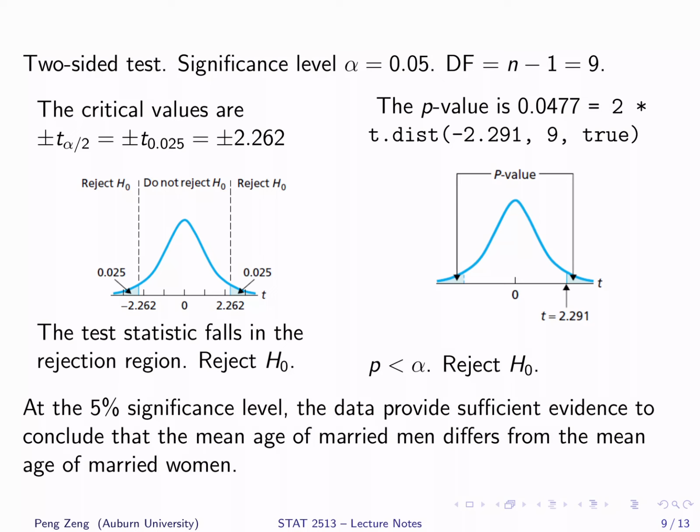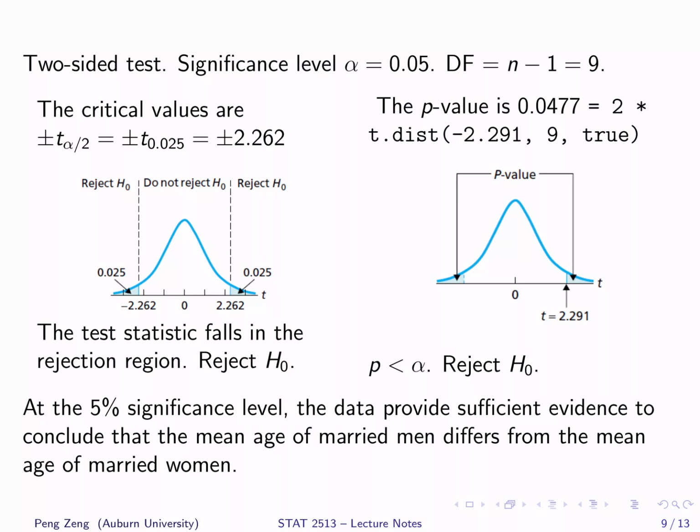When using the critical value approach, the critical values are plus or minus t alpha over 2 equals plus or minus t 0.025. It is plus or minus 2.262. The test statistic is 2.291, which is larger than 2.262. It falls in the rejection region. Therefore, we reject H0.